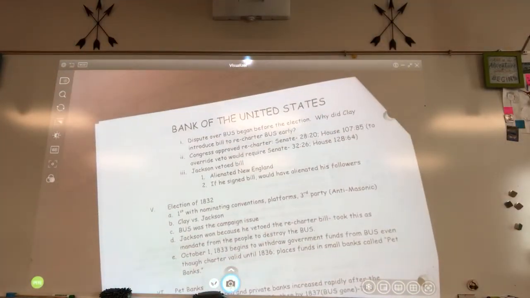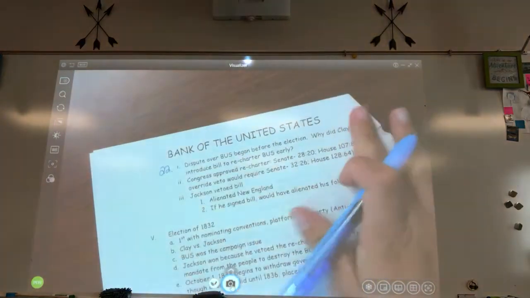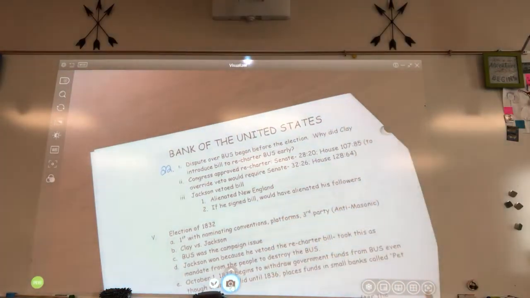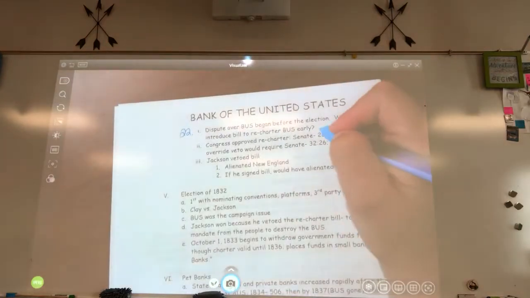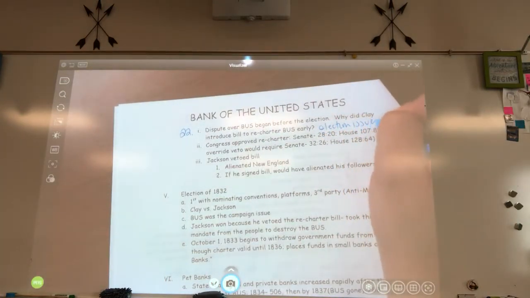So y'all should have seen on question 22, why did Clay introduce the bill to recharter the BUS early? He wanted to make it an election issue. Okay, what two parties do we have at this time?